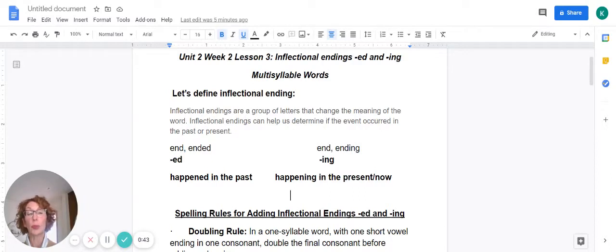Again, let's look at the root or base word end, add the inflectional ending ing. It means it's happening now. For example, the moving is ending, happening now.